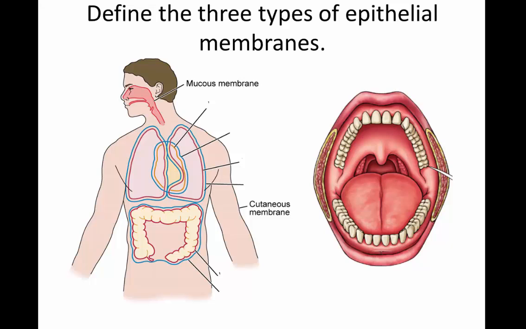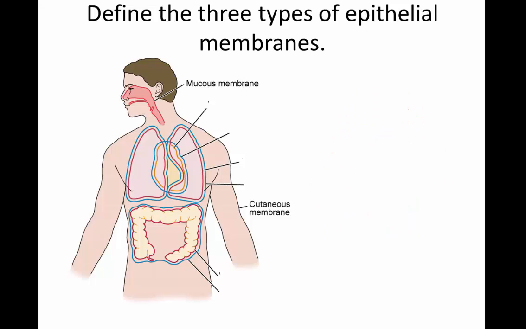Mucous membranes are adapted for absorption and secretion. They also secrete mucus, which helps to keep the membrane moist and lubricates it. For example, in the digestive tract, we want the food to move smoothly through the digestive tract with minimal friction while the absorption process is occurring.